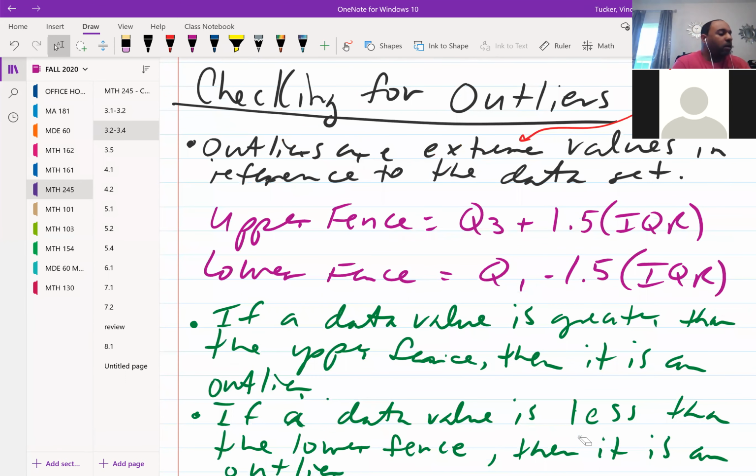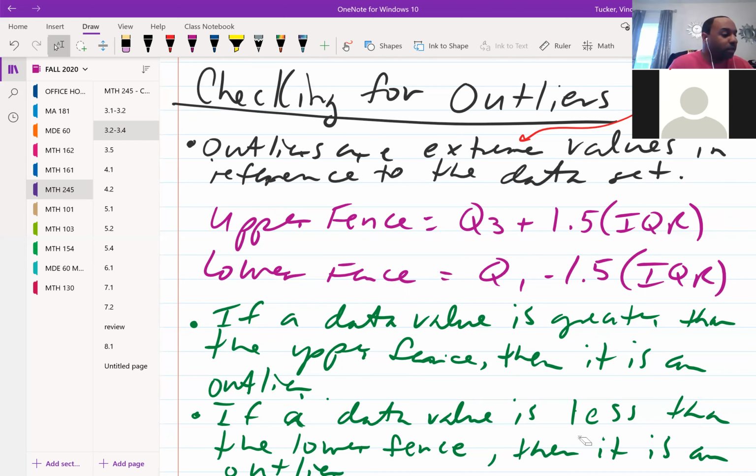All right, checking for outliers. Outliers, don't forget, are extreme values in reference to the data set. So you're talking about very, very large or very, very small data values in comparison to the data set. So what we're going to do is create these fences that will help us gauge whether we have an outlier or not, because we don't want to depend on our own sensibilities or our own vision to dictate whether something is an outlier or not.